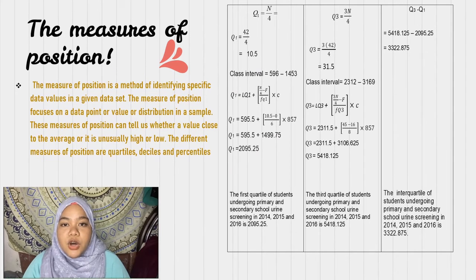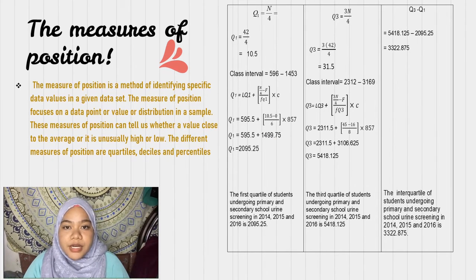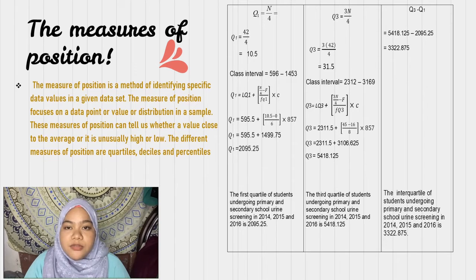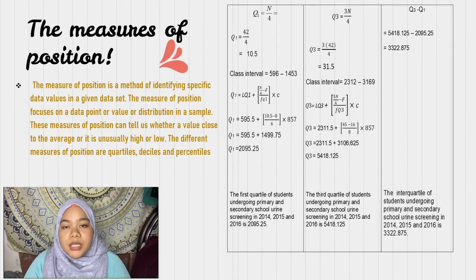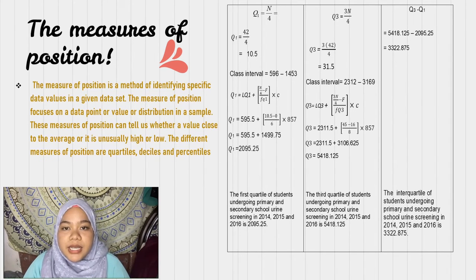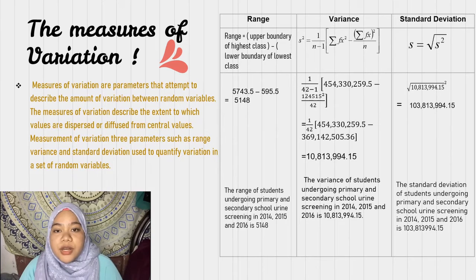Next is the measure of position. The measure of position is a method of identifying a specific data value in a given data set. It focuses on a data point or value in a distribution in a sample. These measures of position can tell us whether a value is close to the average or unusually high or low. The different measures of position are quartiles, deciles, and percentiles. Lastly, the measure of variation.